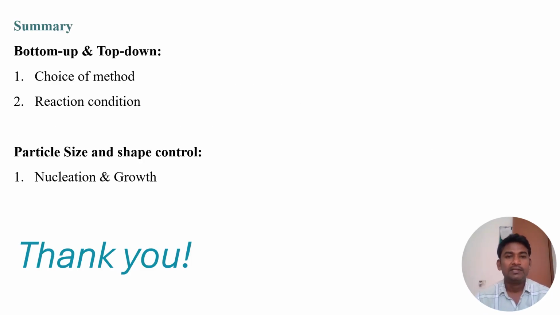Summary: bottom up and top down approaches are two classes of approach to synthesize nanostructures. Here, two things are important. One is that there are several methods available in bottom up and top down. The choice of method is very important, which is purely based on your reaction design. And the second important thing is the reaction conditions. For every choice of strategy, the reaction condition is very important. So according to the choice of method and reaction condition, you will be able to produce better nanostructures.